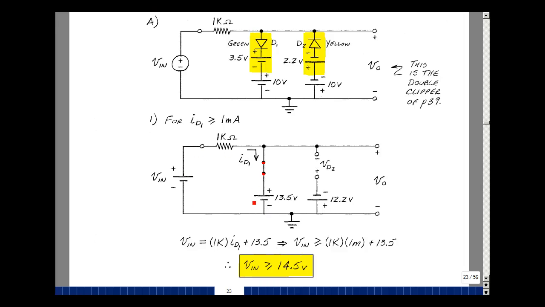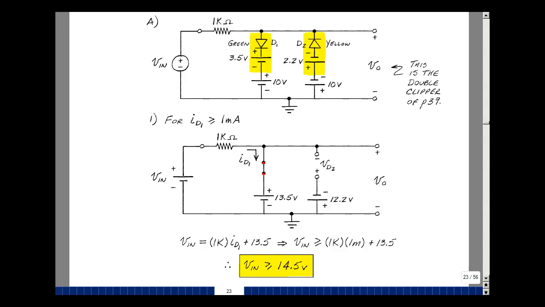If the current starts to increase more than 1 milliamp, then this term is going to get bigger, or our input's going to be greater than the drop across here plus 13.5. 1 milliamp times 1K is 1 volt, so that's 14.5 volts. Is this diode off? Well, if this is on, then the voltage here is a minus 12.2, and this node voltage is 13.5. A negative number minus a positive number is negative, so that diode is off. And once the input is greater than 14.5 volts, current will begin to flow, at least 1 milliamp, and the green LED will turn on.